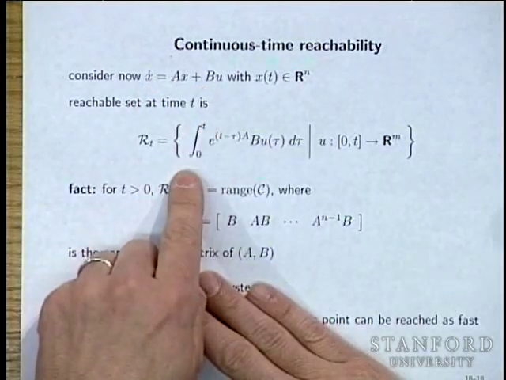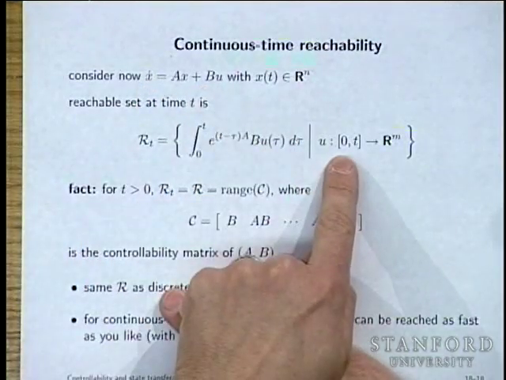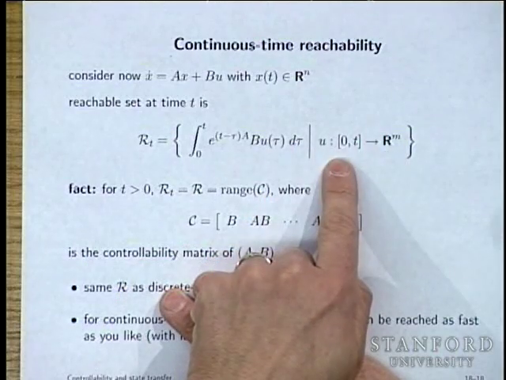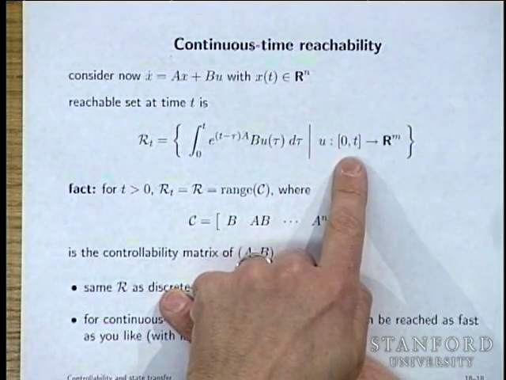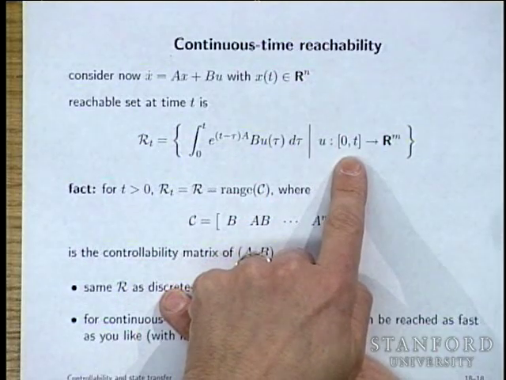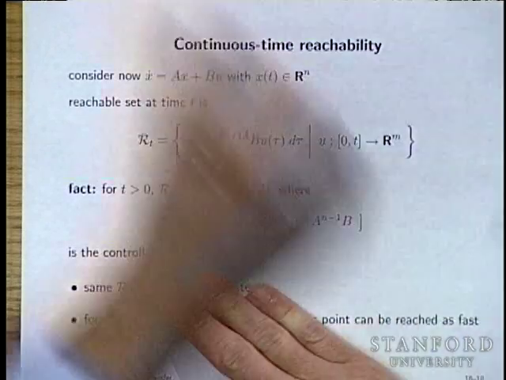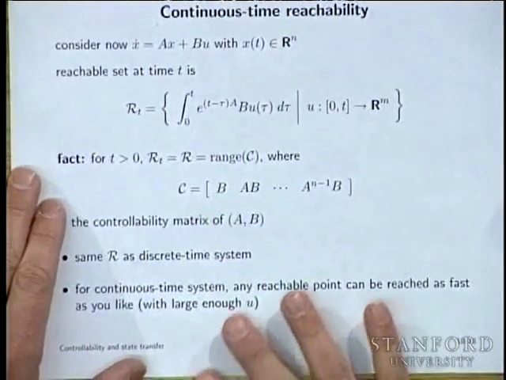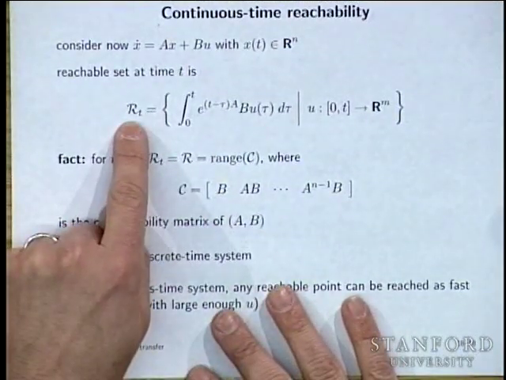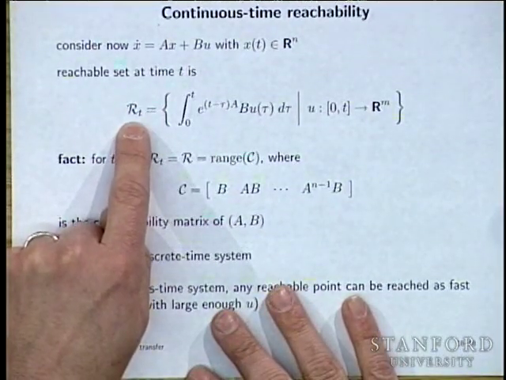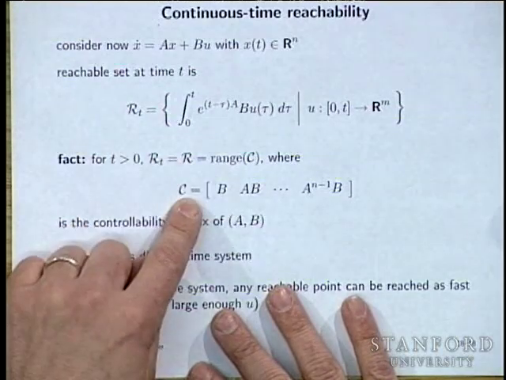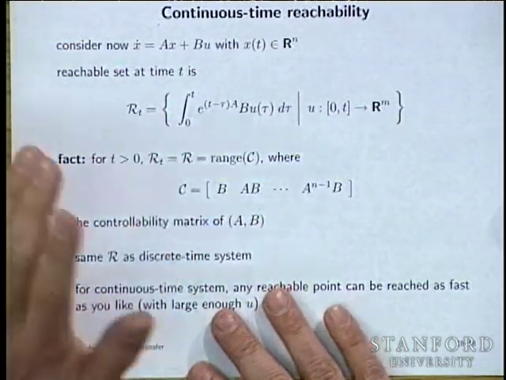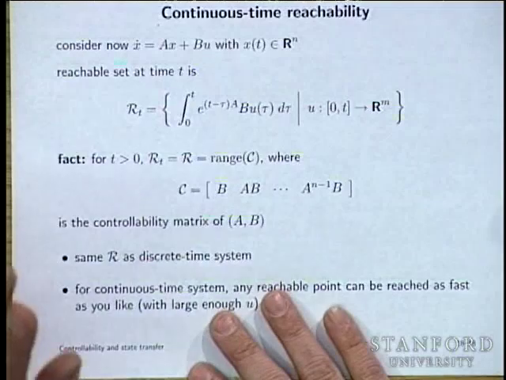And the reachable set at time t is actually now an integral. It's parameterized by an infinite dimensional set. It's the set of all possible input trajectories you could apply over the time period 0 to t. Absolutely infinite dimensional. Okay? Now it turns out that this subspace is super simple. It's just this. It's actually much simpler than the discrete time case.